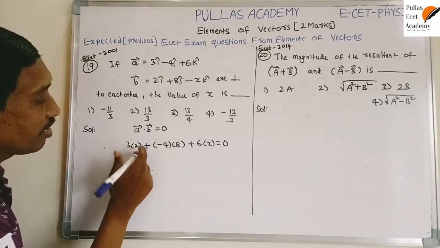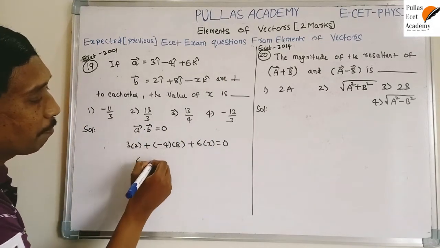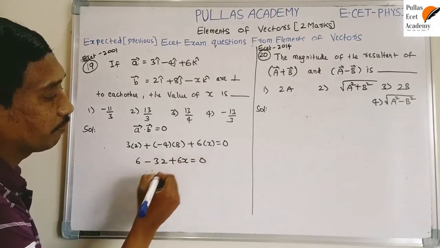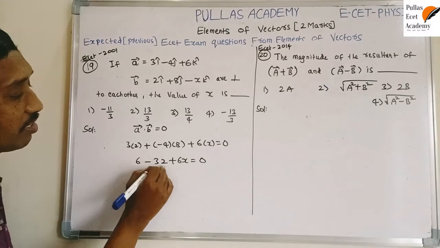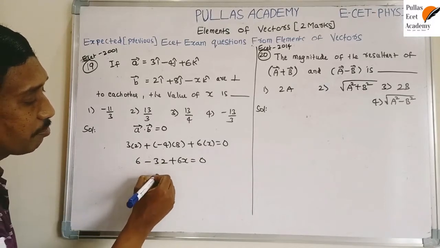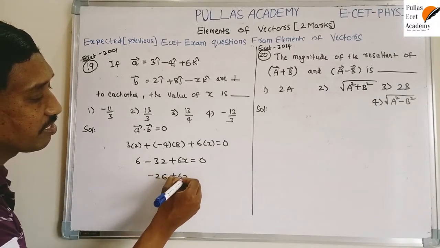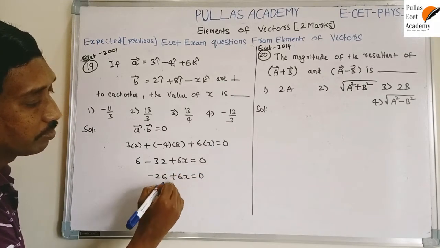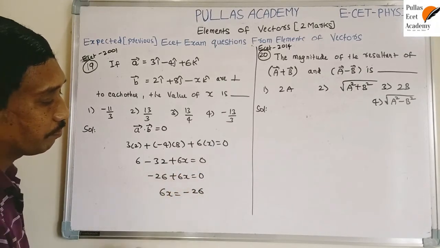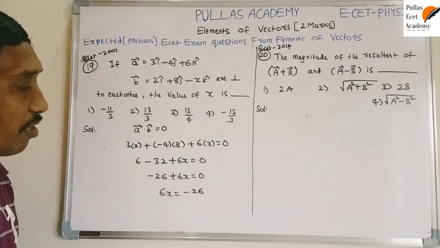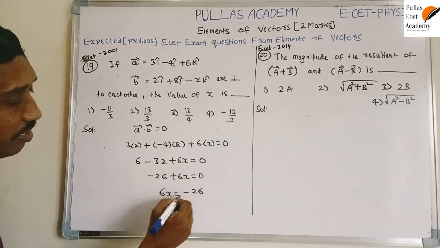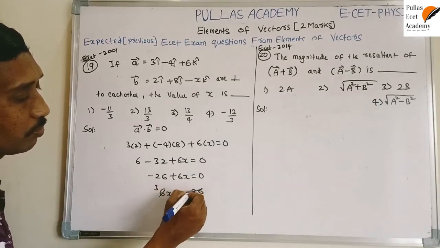So here 3 into 2 is 6. Next, minus 32 plus 6x is equal to 0. Now what is the value here? Minus 26 plus 6x is equal to 0. We need the x value. 6x is equal to what? 26. This is similar to minus 26. So next, after that here 2 3 is a 2 13.